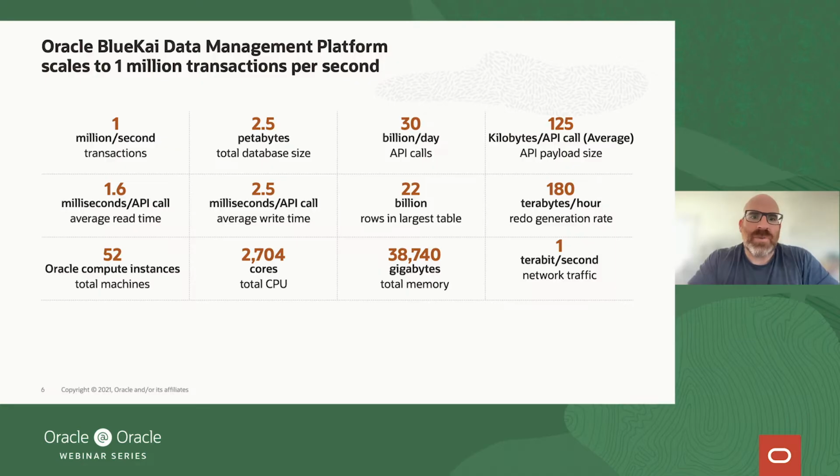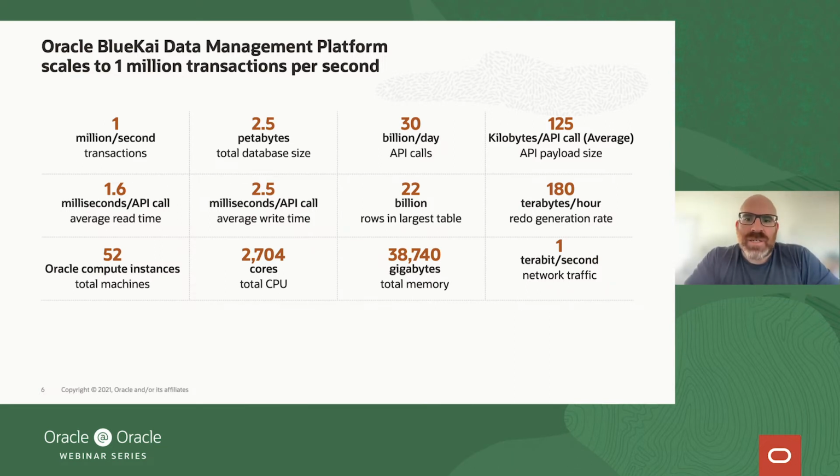With Oracle Sharding DB, we're able to get that massive scale, 2,700 cores and 38,000 gigabytes of memory in one logical database. And our application treats it as if it was a single database sitting on one server. And that really simplifies our application logic.